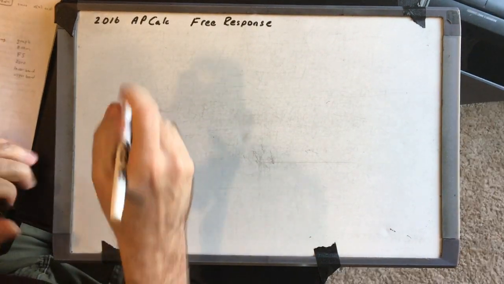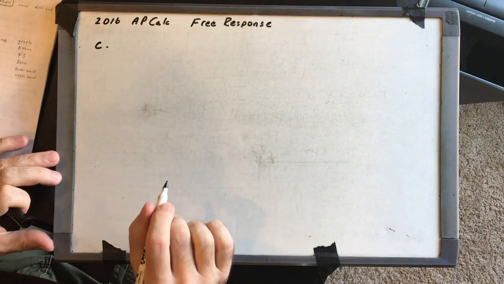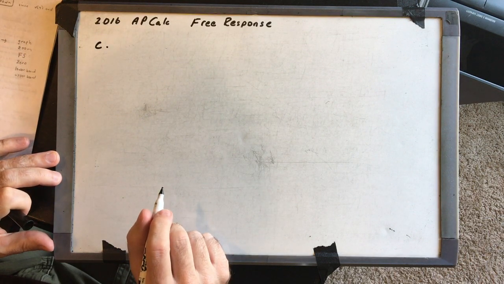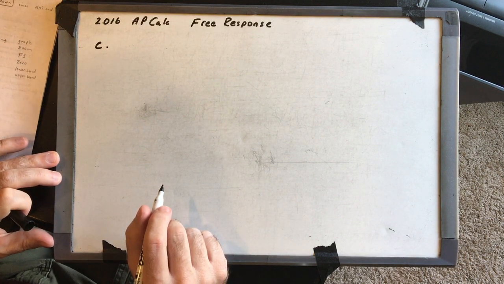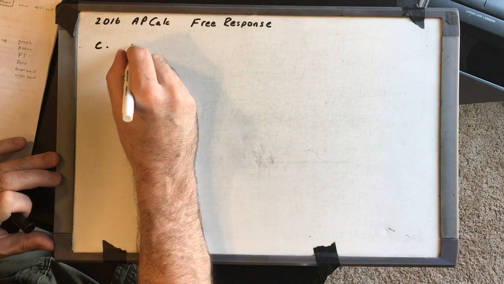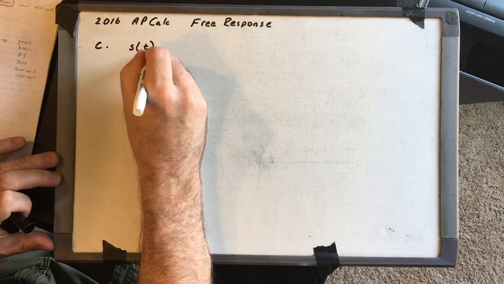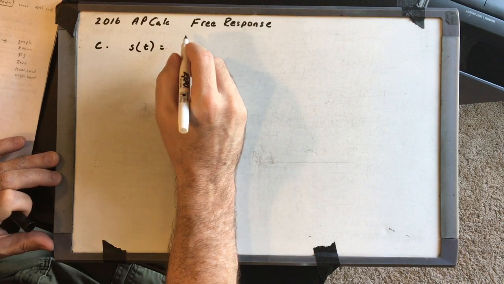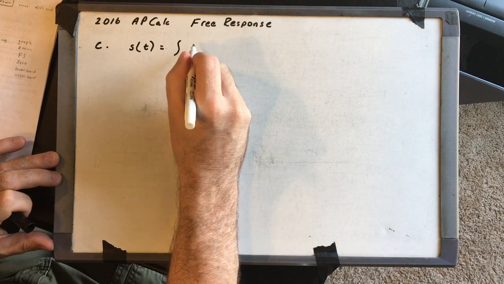Let's look at part C. Part C says, find the position of the particle at time t equals 0. Okay, so first of all, we have to get the position function, s of t. And we know that we're going to have to integrate v of t.